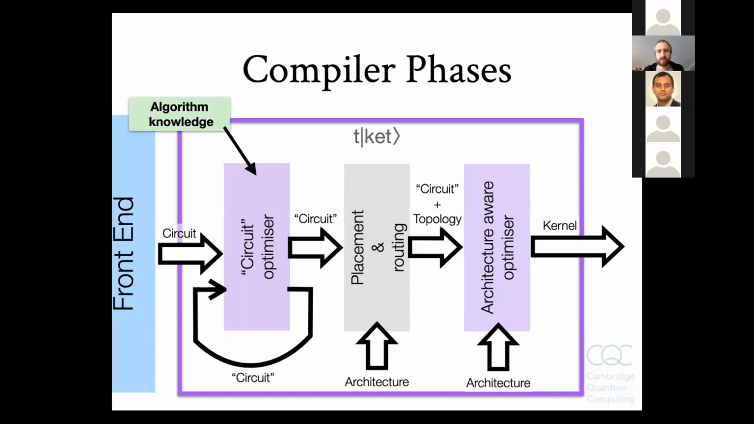One thing that's worth noting is that at CQC, we're also making application software, for example, for chemistry. So we can use the knowledge we have of the algorithm that we're trying to do to devise special purpose optimization passes for those kinds of circuits. And I'll come to that later.